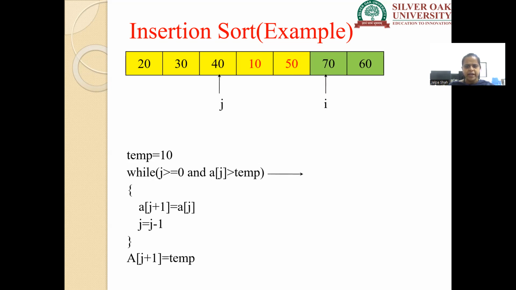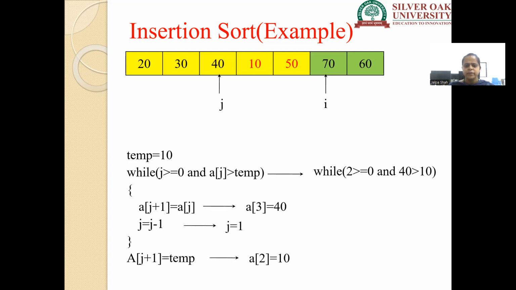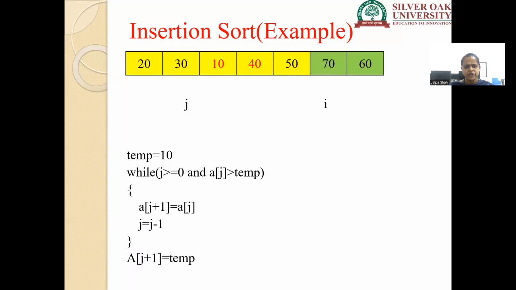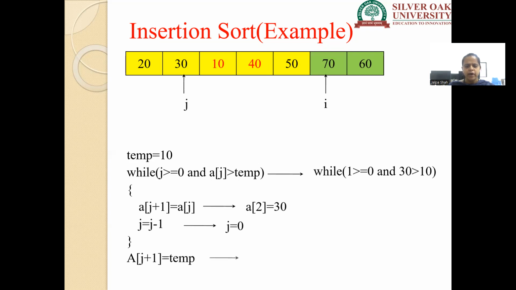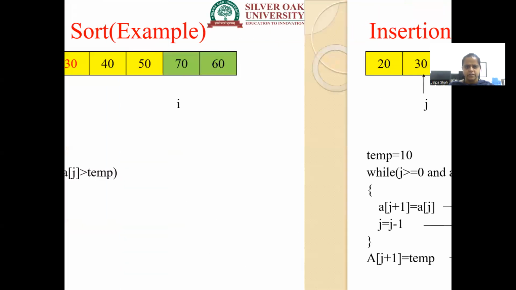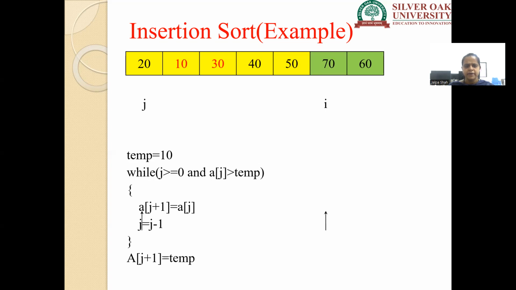Now j will be again decremented. So while 2 is greater than or equal to 0 and 40 is greater than 10, a of 3 equals 40, j will become 1 and a of 2 equals 10. So again it is changed by red marking. Now again your j, that is 1. So 1 is greater than or equal to 0 and 30 is greater than 10. Again the condition is satisfied. So a of 2 equals 30, j equals 0 and a of 1 equals 10. So again data is changed by red marking.